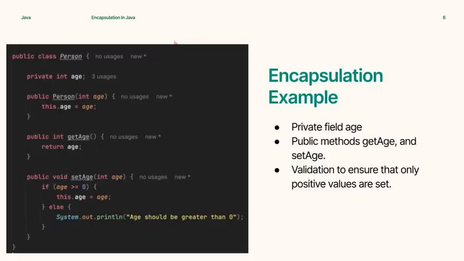Let's understand this by a code example. The field age is declared private, meaning it cannot be accessed directly from outside the class. Public methods getAge and setAge allow controlled access to these private variables. In the setter for age, there is a simple validation to ensure that only positive values are set. This design encapsulates the data by bundling it with the methods that manage it, ensuring that any changes to the value of age are regulated and validated.